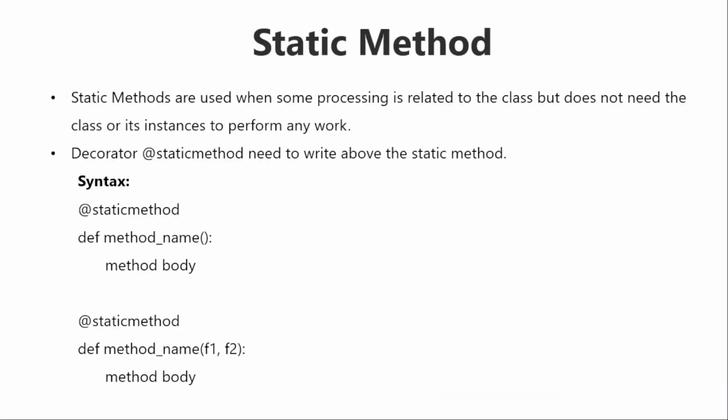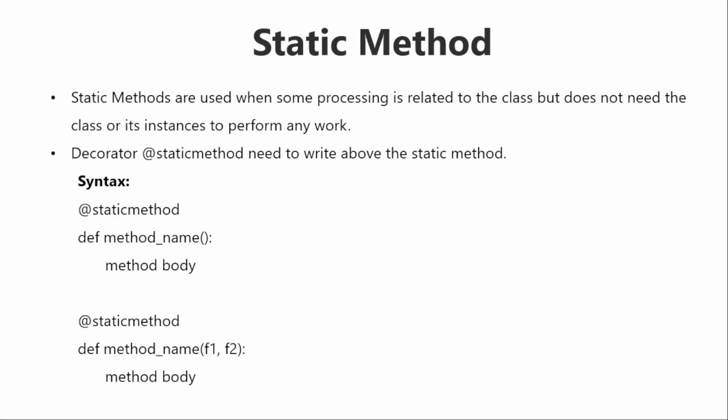Now let us move to static method. Static methods are the methods which are used when some processing is related to the class. When you need to perform some processing related to the class, but do not need the class or its instance to perform any work, you can make use of the decorator static method to write the static method.